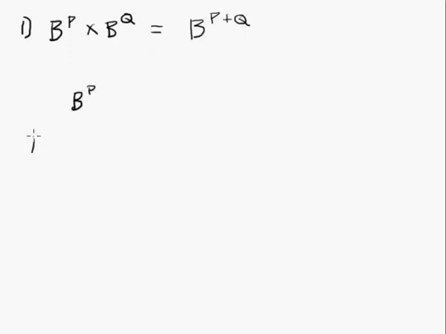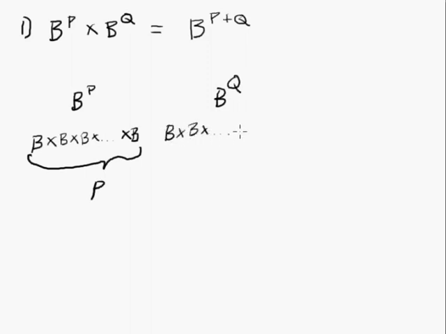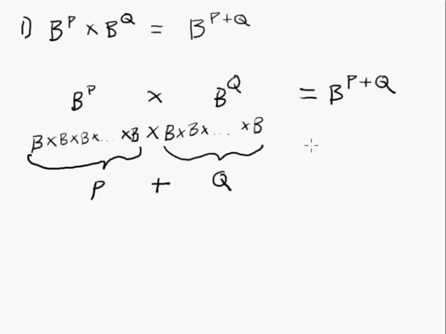b to the power of p is just b times itself, p times, so we'll go b times b times b times, and so on. There are p copies there. b to the power of q is b times b times b. There are q copies there. We multiply them together, we can see that there's p plus q copies together, and so by the definition, that's just b to the power of p plus q.